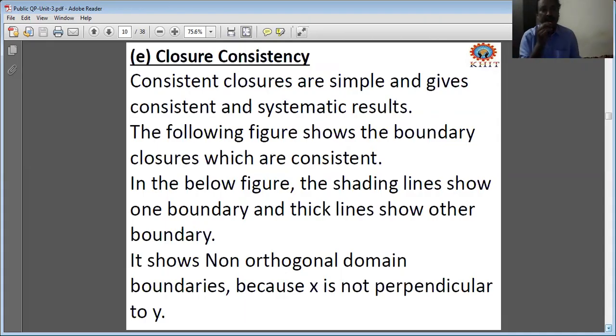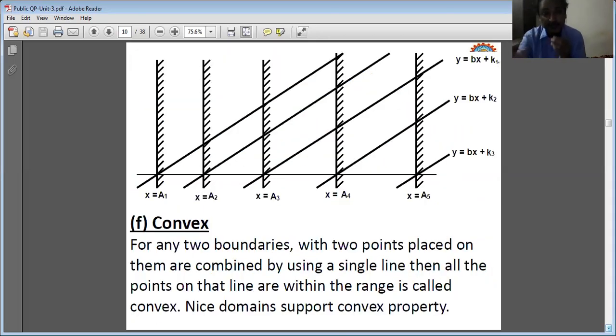Closure consistency. Consistent closures are simple and give consistent and systematic results. The following figure shows the boundary closures which are consistent. In the below figure, the shading lines show one boundary and thick lines show the other boundary. It shows non-orthogonal domain boundaries because x is not perpendicular to y.